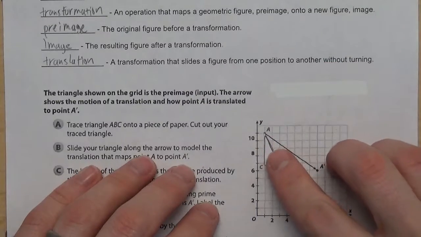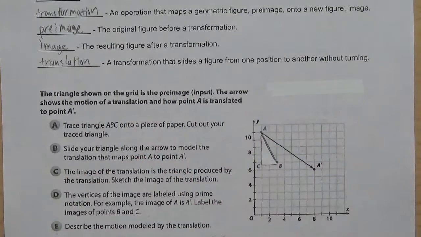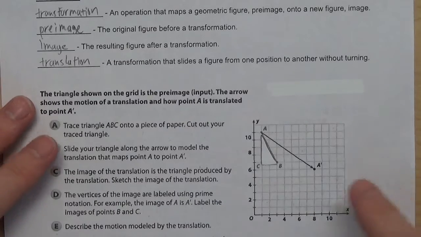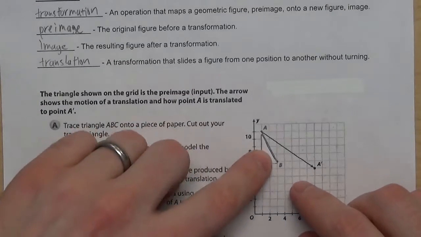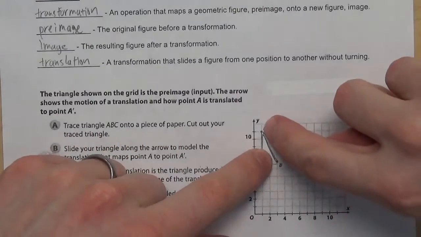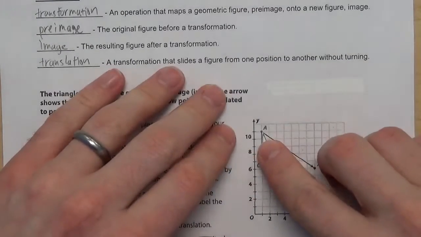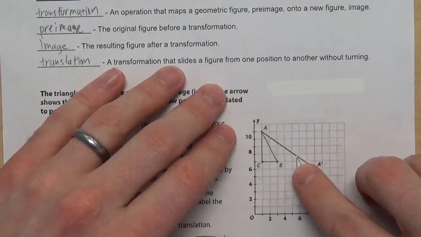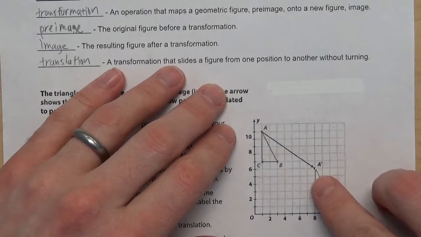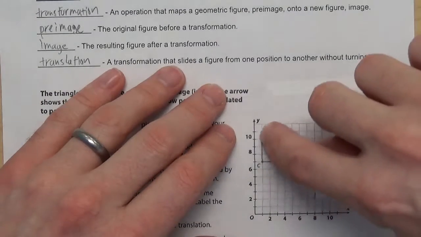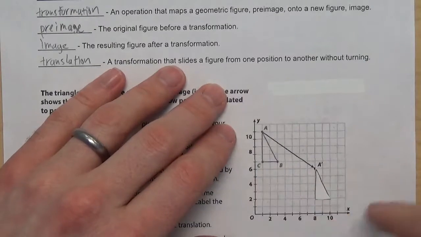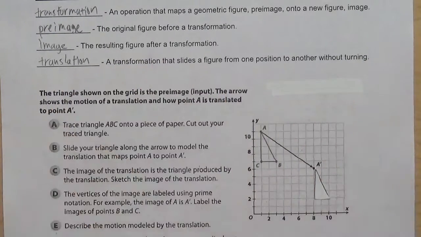Okay, it says slide your triangle along the arrow to model the translation that maps point A to A prime. So we're not going to turn it at all. We're going to keep that point straight up, and we're going to slide this so we end up with it right there on A prime. So we still have this side that is vertical and this side that's horizontal. Let's see what else it wants us to do.